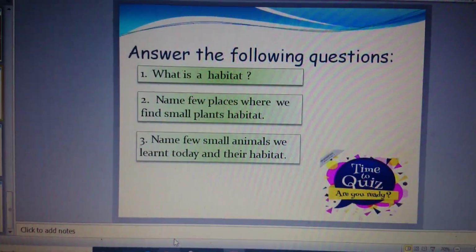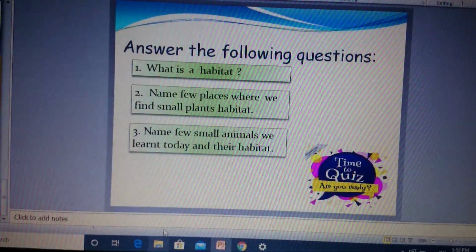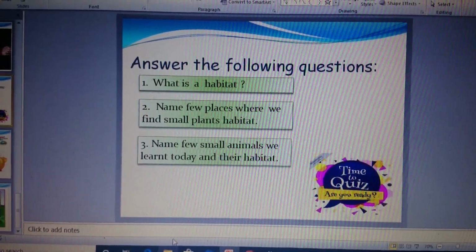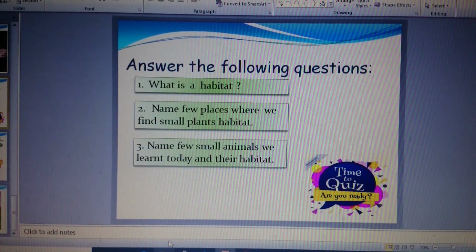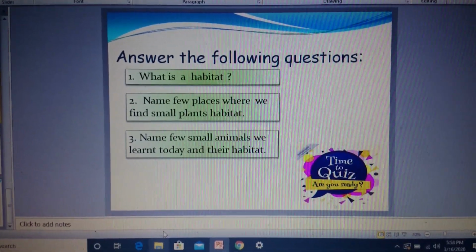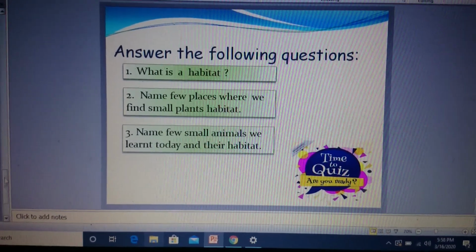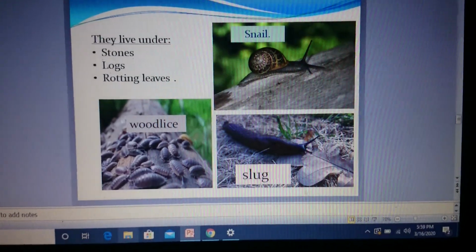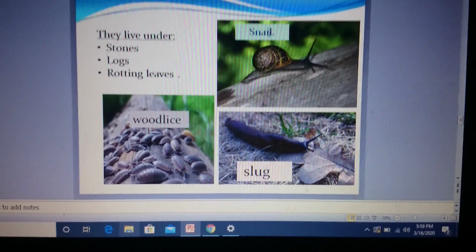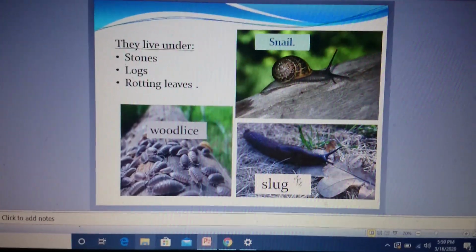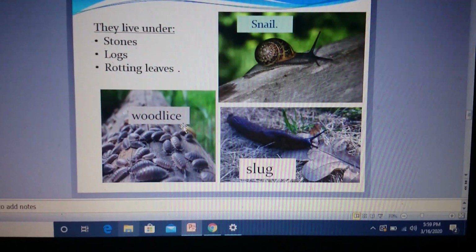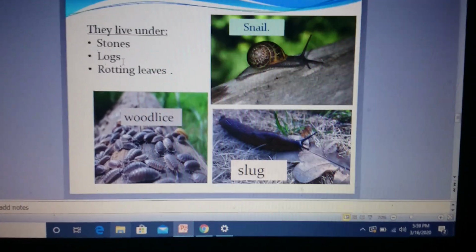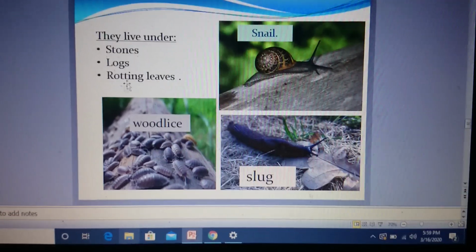Next, name few small animals we learned today and their habitat. Question number 3. Name few small animals we learned today and their habitat. Here you go. So the answer is the small animals can be snail, a slug, or woodlice, which live under stones, logs, or rotting leaves. Very good.